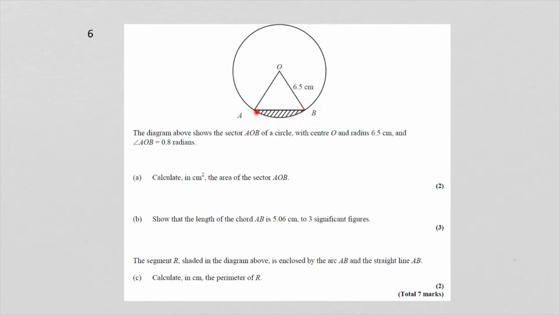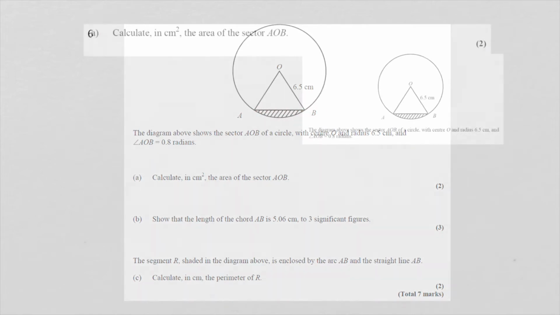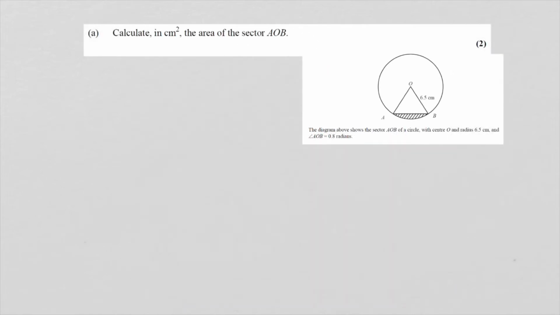Calculate in centimeters the perimeter of R. So we want the perimeter: we want the arc AB plus the straight line AB. We need to calculate in centimeters the area of the sector AOB first.